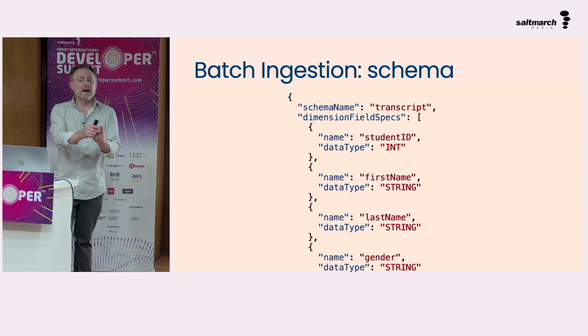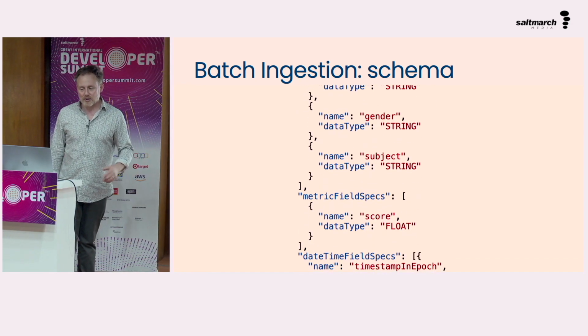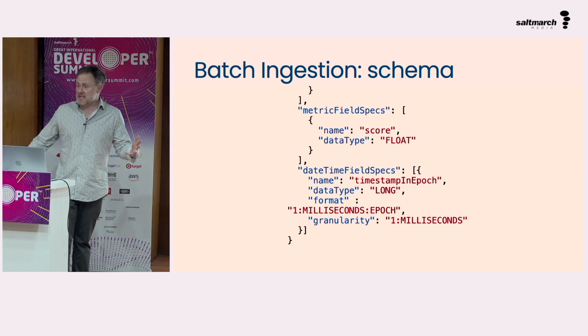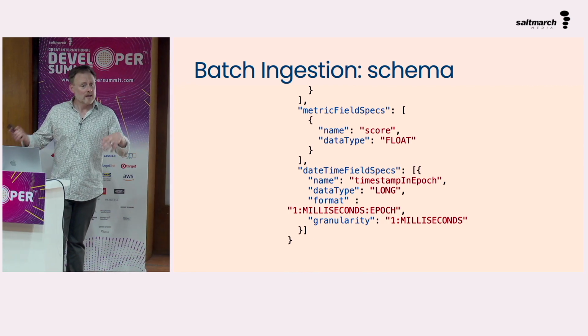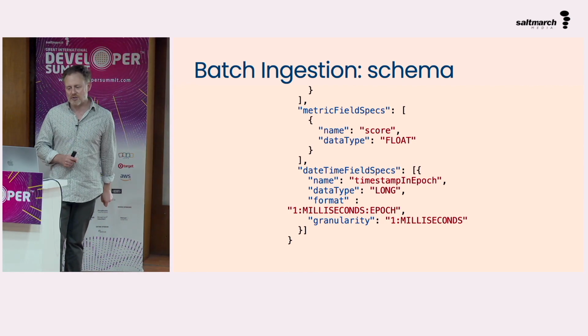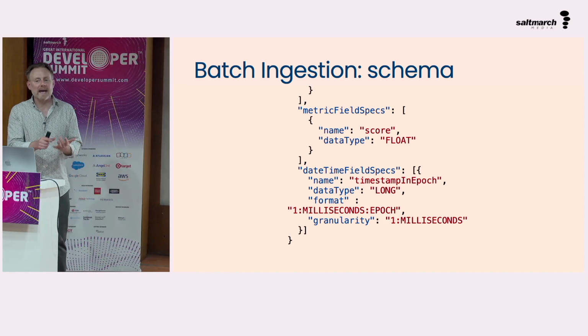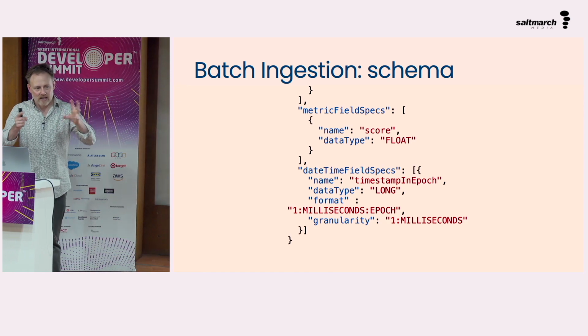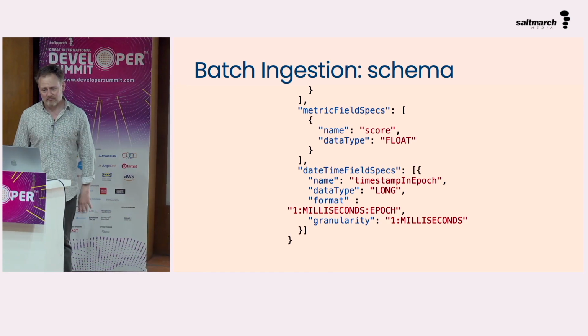You do have to break out what's a dimension, what's a metric, and what's a date time. You may not have a date time. In some cases, that's okay. In some cases, you need it. Depends on how the ingestion is set up. But those 3 categories, metric, dimension, date time, all of your columns fit into those, and it's kind of there.